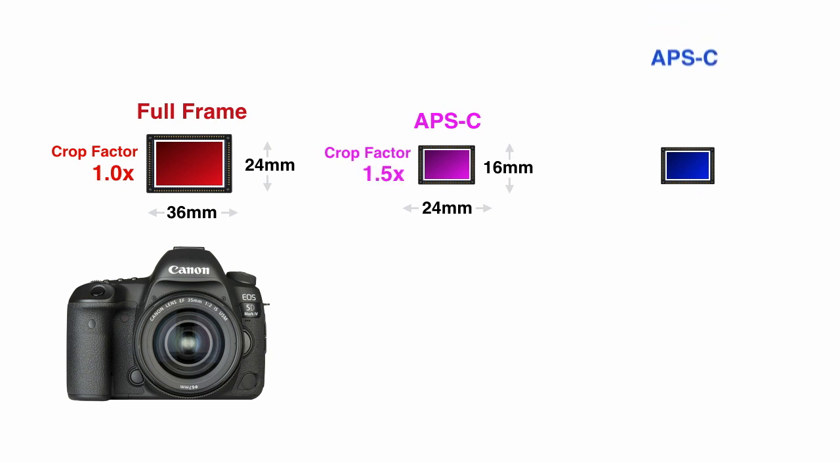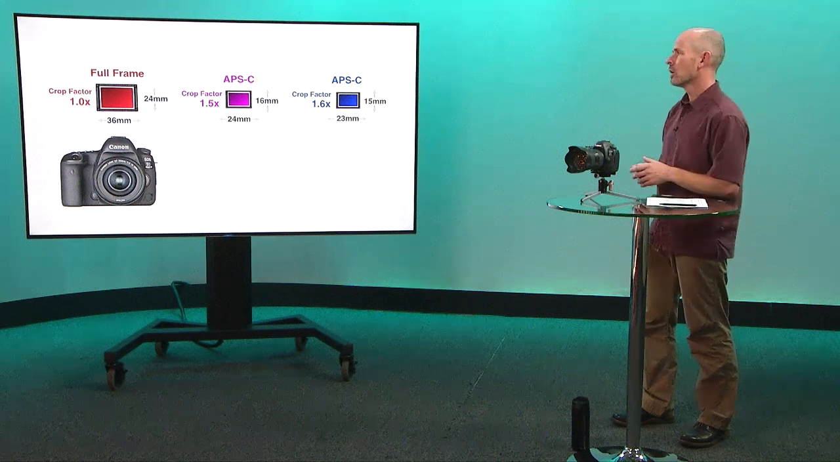Now there are smaller sensors, some of them in Canon cameras, like the Canon 7D Mark II uses an APS-C sensor, as many of the other lower cost Canon cameras. And there are different factors, and we'll talk a little bit more about this when we talk about the lenses that you can use on this camera.